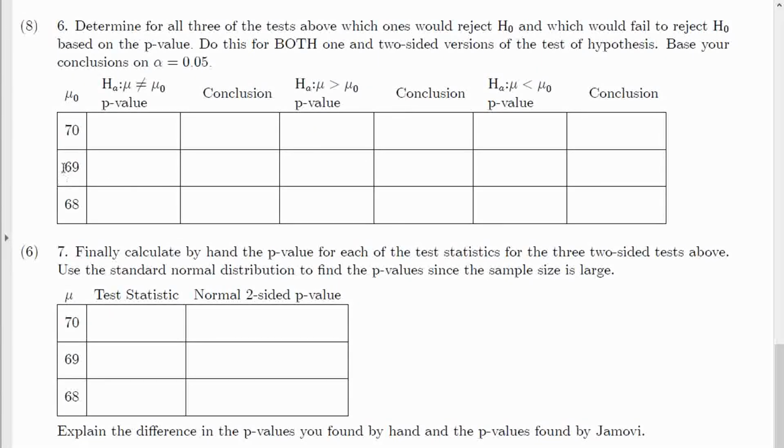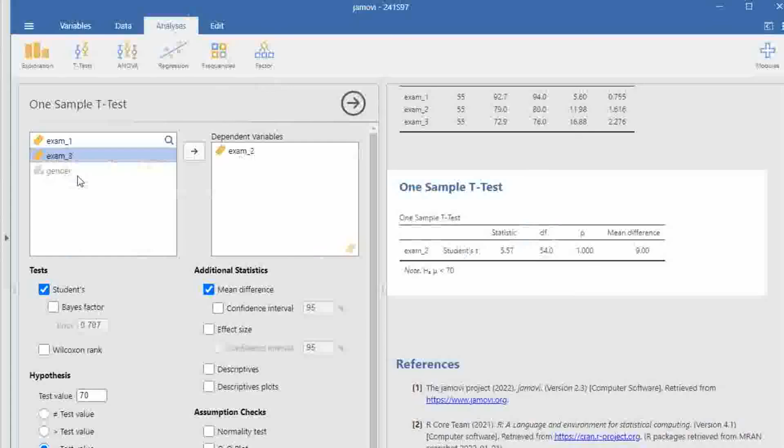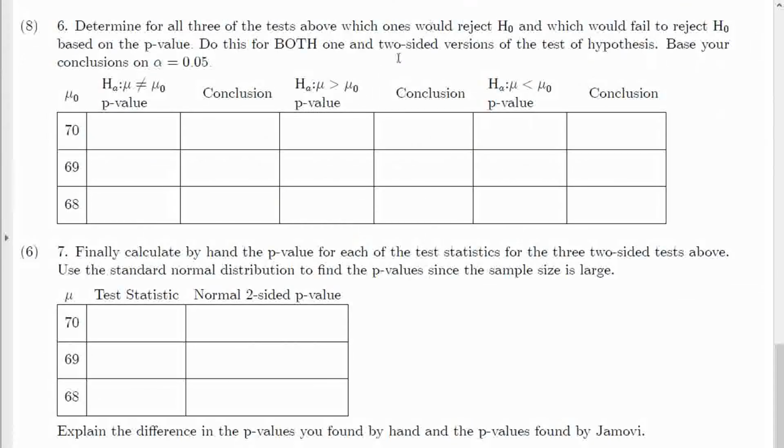And then do the same thing, changing your mean to 69. So then you'll go down here, change your 70 to 69, and then do the two-sided, reject, upper, reject, and lower, do not reject. So that'll fill in this table.